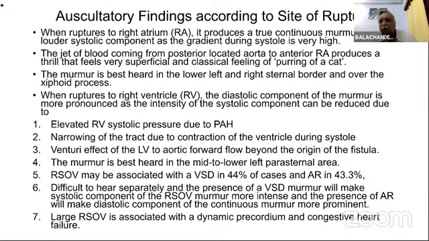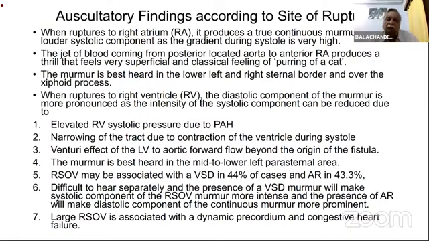Elevated RV systolic pressures due to pulmonary arterial hypertension and narrowing of the tract due to contraction of the ventricle during systole. There is a Venturi effect here also between the LV to aortic forward flow beyond the origin. And all this will tell you that the systolic component is cut off, or it is slightly less, and the diastolic component becomes better heard when it ruptures into the RV.